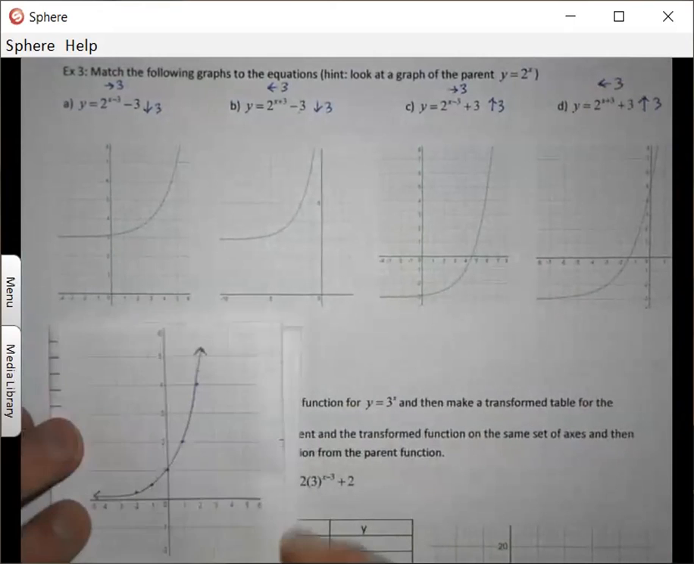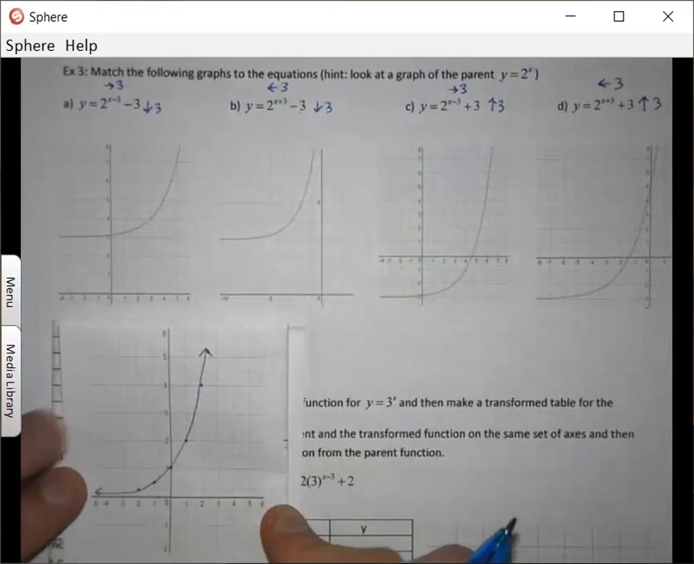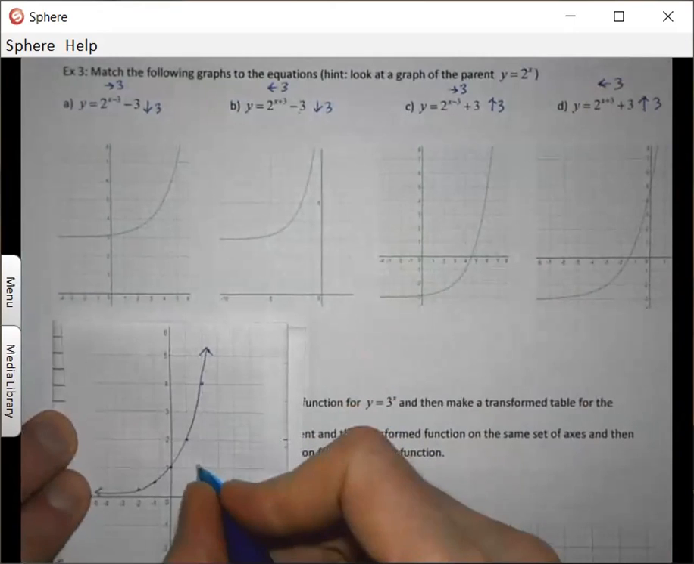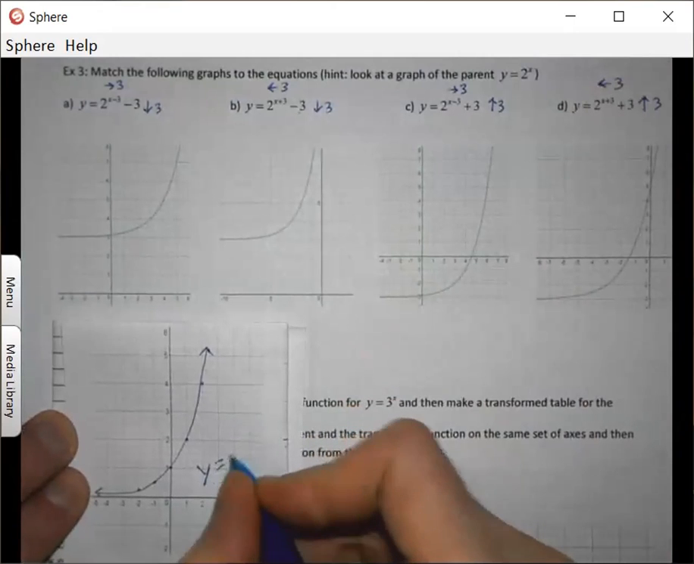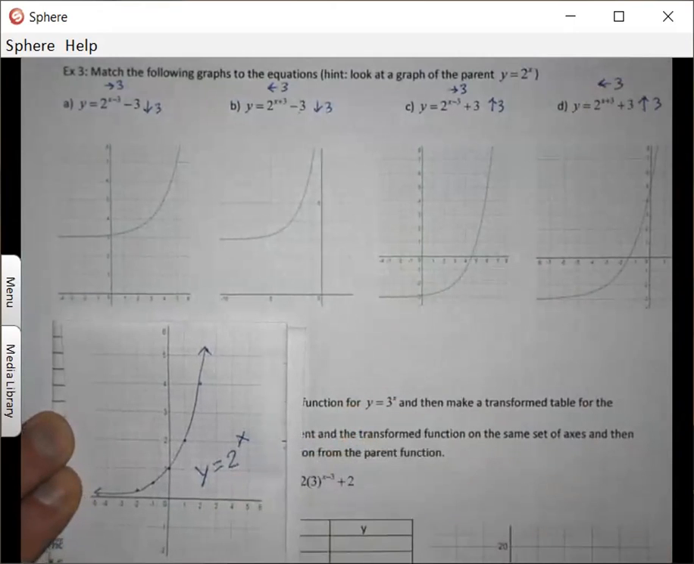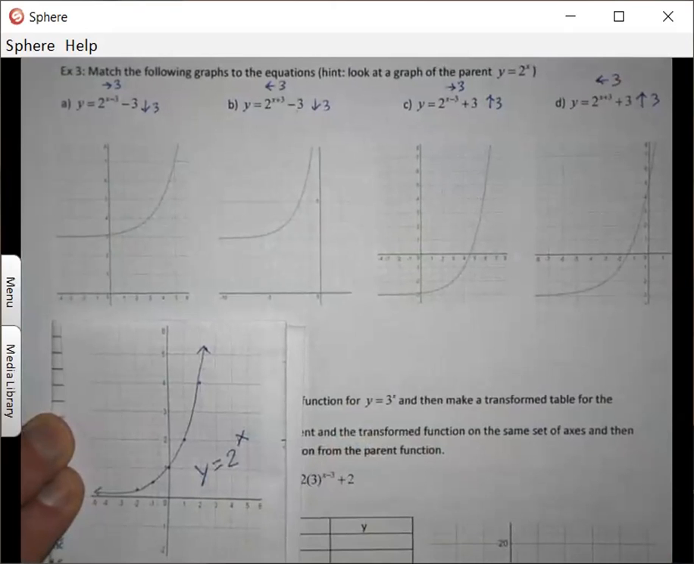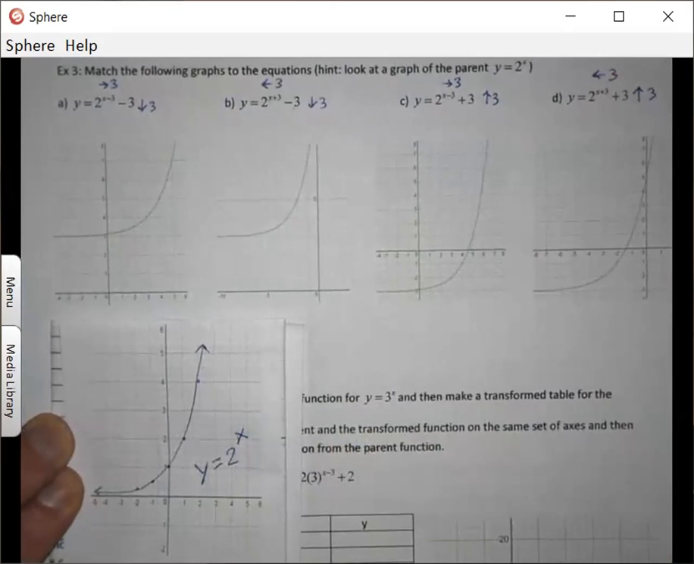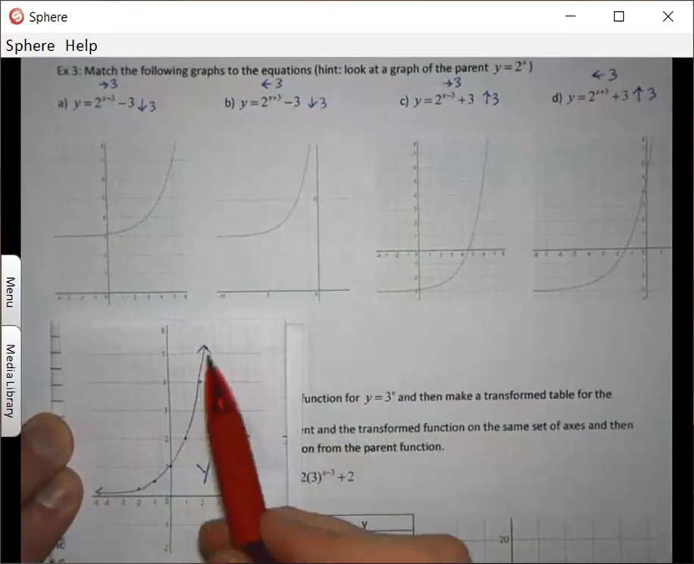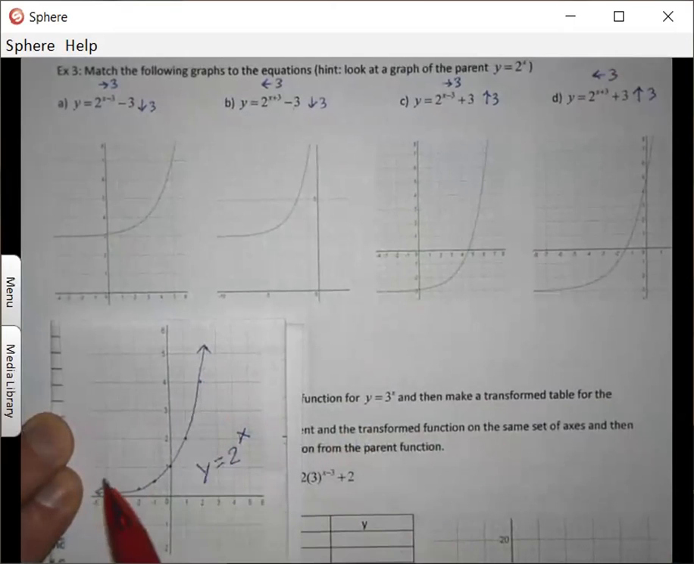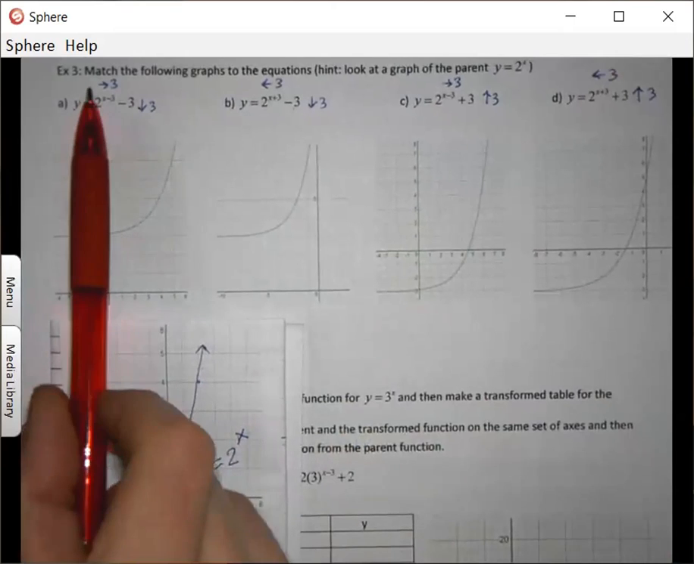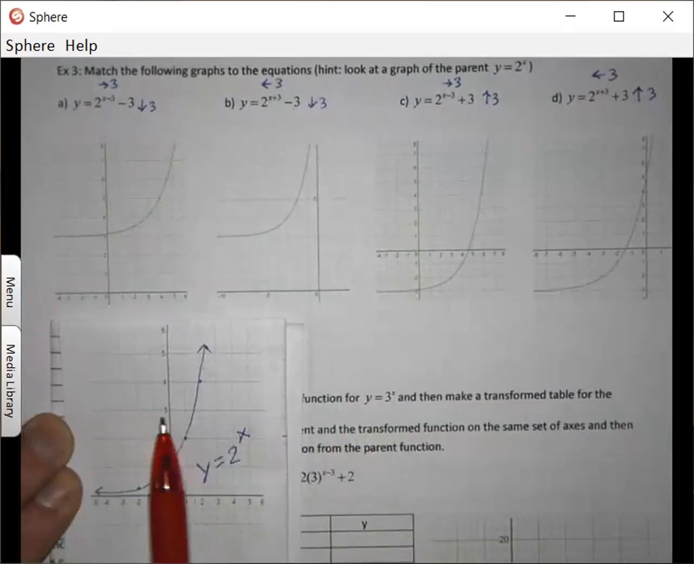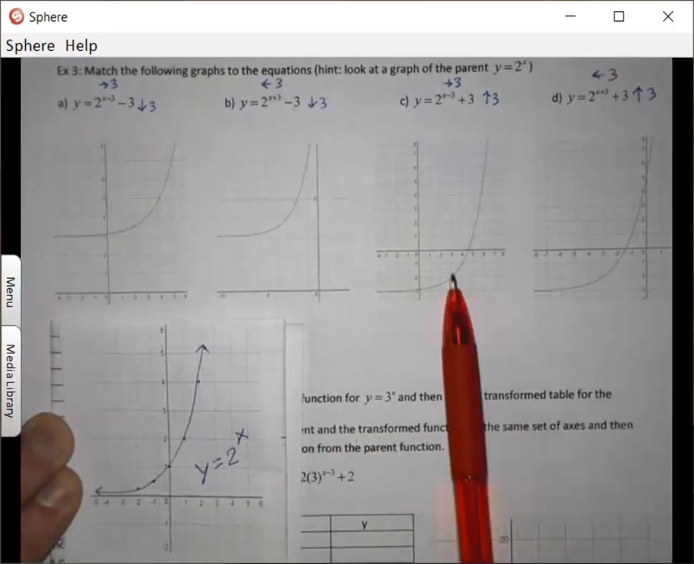So quick look at our parent function. So this is our y equals 2 to the x. Now we can just reason it out just by looking at it and say, well, if I took this and I moved to the right 3 and down 3, so right 3 and down 3, looks like it would probably be this one.